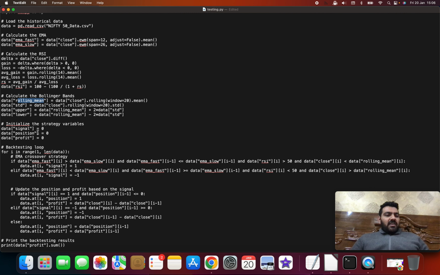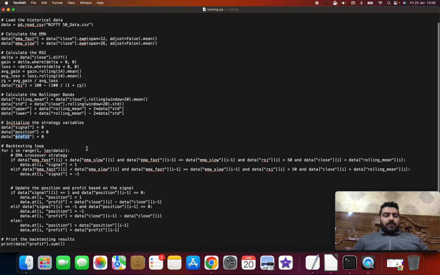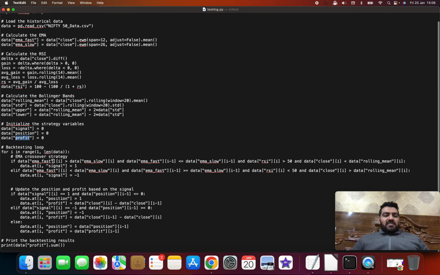Okay, I have created a few columns in my data set. I have created a signal which says a buy or sell signal, and a position just to keep track of where I am right now. Is it a buy situation or am I in a sell situation? Then I'm also logging the profit. Okay, so I make a buy decision every time I have a crossover when 12 crosses 26 and the RSI value is greater than 50 and my close is below the rolling mean. Okay, and the complete opposite is a sell decision, so I give 1 or -1.